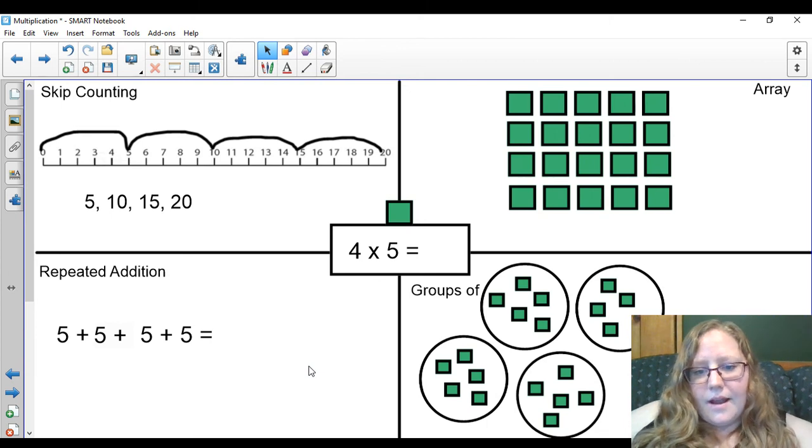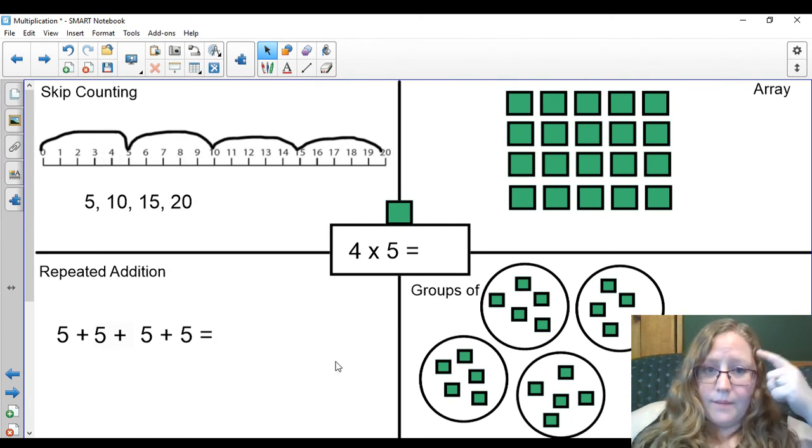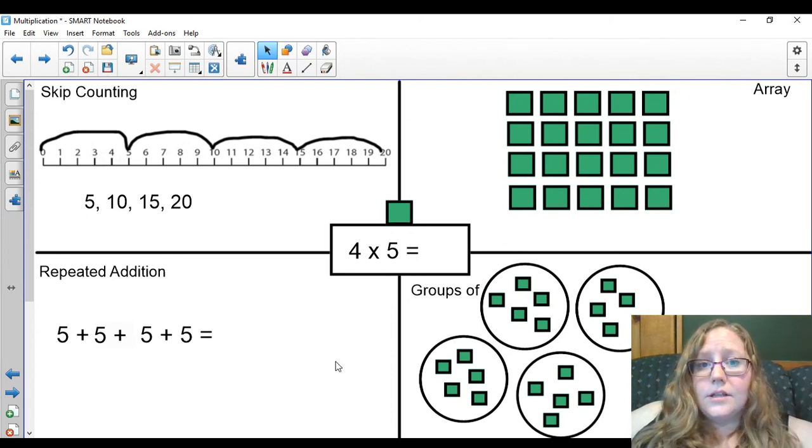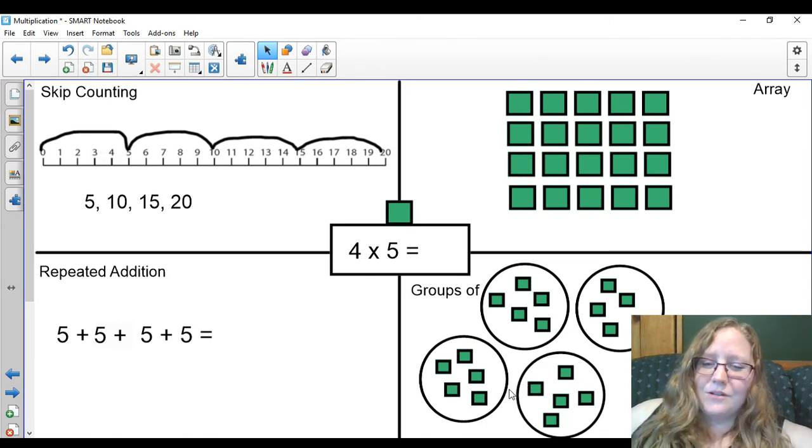Maybe you like the array and the groups of. They're pretty cool too, and they might be easier because they're a good visual. The older you get, the more you're going to use mental strategies like skip counting and adding in your head. So the array and the groups of is great to learn now, but when you get into grade 4, 5, and 6, you're going to be doing it more in your head. So it'll be a little more tricky. So that's why I'm teaching you the strategies now.